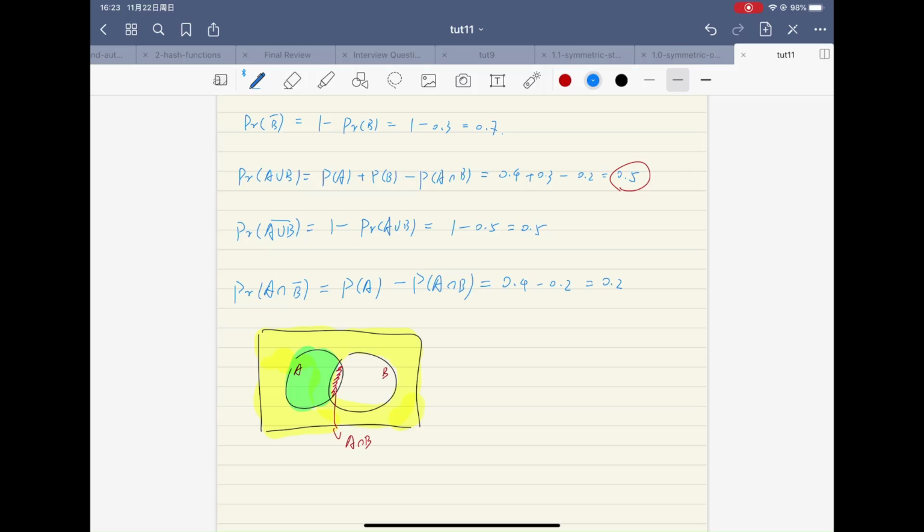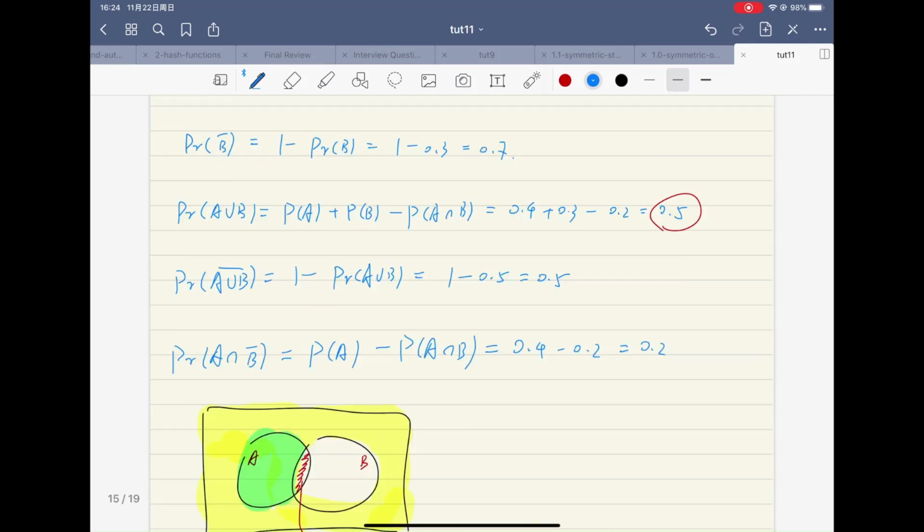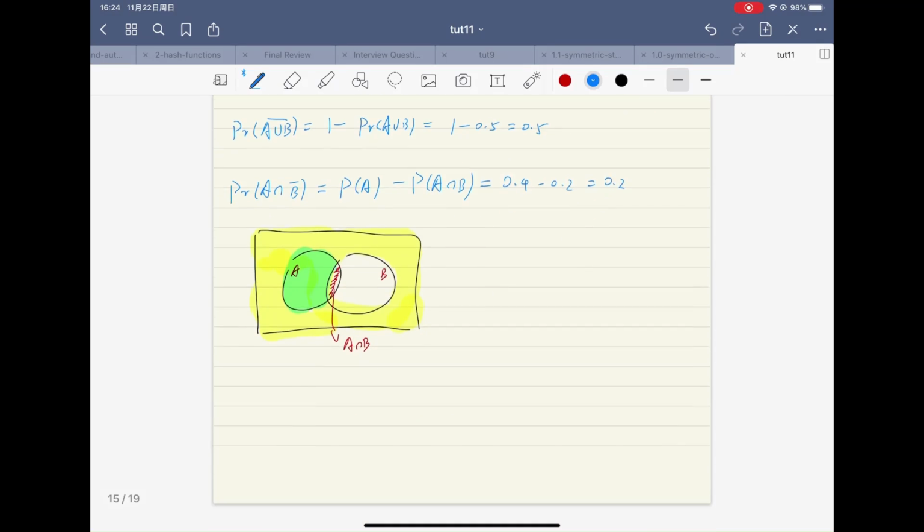is 0.2. But please be aware that if you are asked to prove something, you cannot just use the Venn diagram. A Venn diagram just illustrates. So if you want to prove two sides are equal, you have to use things like the subset relation, the probability of a subset or something else, but not just the Venn diagram. For the last one, we have the probability of A union complement of B.